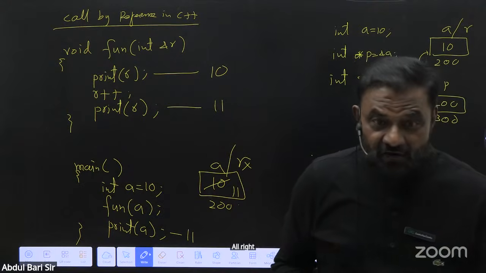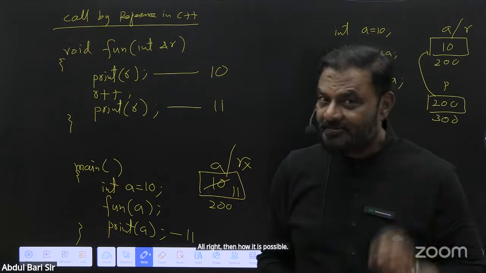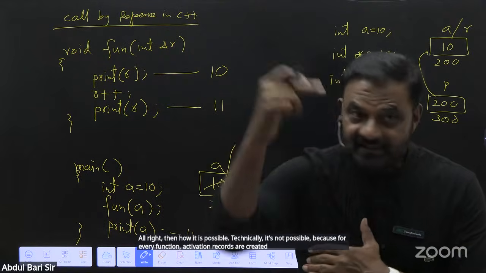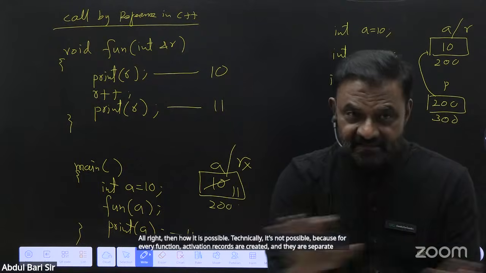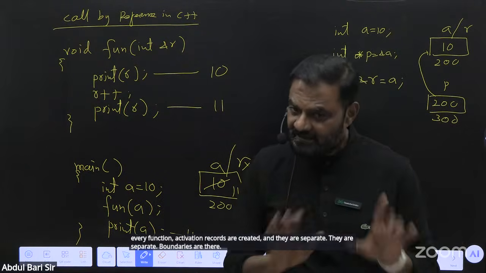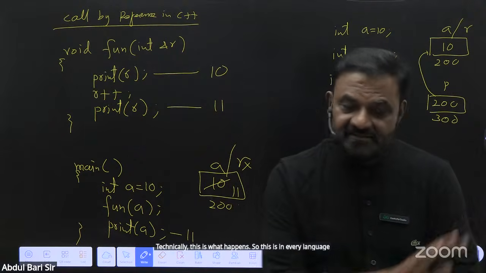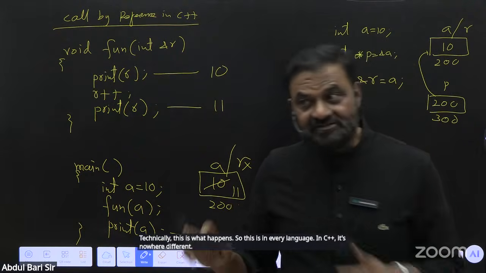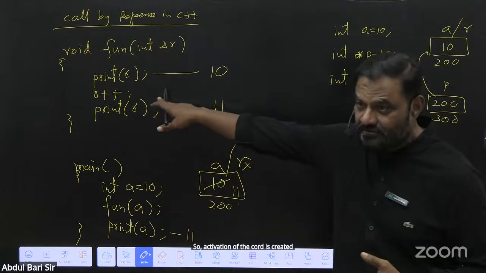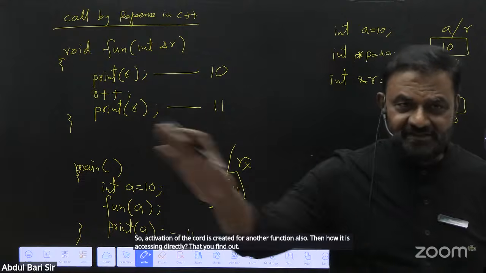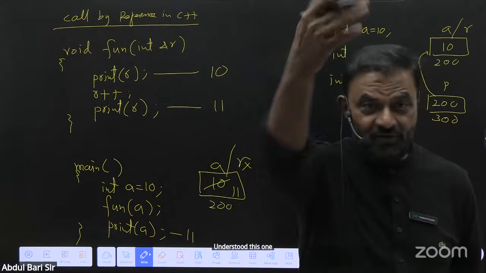All right. Then how is it possible? Technically, it's not possible because for every function, activation records are created and they are separate. Boundaries are there. Technically, this is what happens. This is in every language. In C++, it's no way different. So an activation record is created for the other function also. Then how is it accessing directly? That you find out. Understood this one? Over. You have to find out the answer.